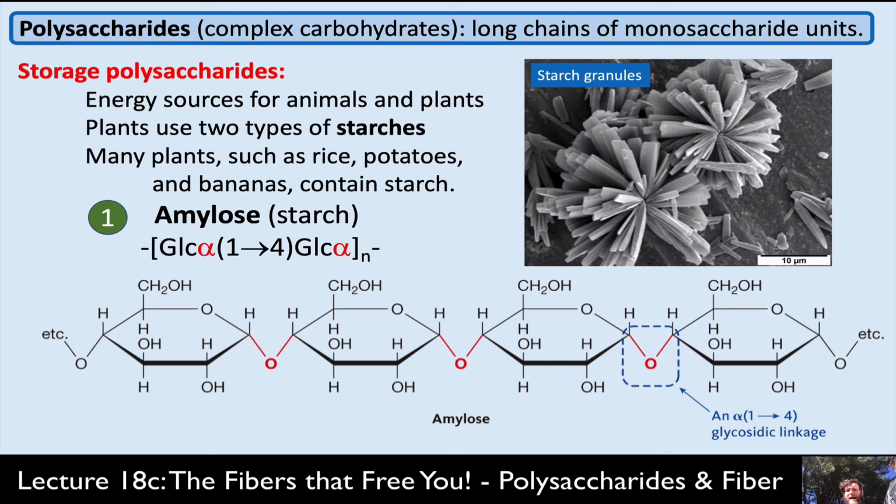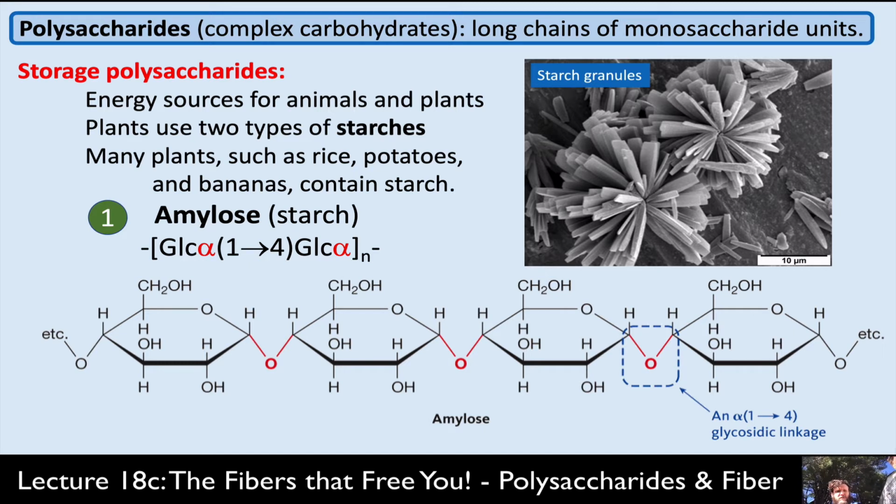So polysaccharides. Up to this point, we've talked about monosaccharides and disaccharides. Polysaccharides, more complex carbohydrates, are long chains of monosaccharide units, all hooked up with this glycosidic linkage that we talked about in the last couple lectures. We have a number of storage polysaccharides. These are polysaccharides that the human body and plants and animals use to store predominantly glucose for quick, easy access.